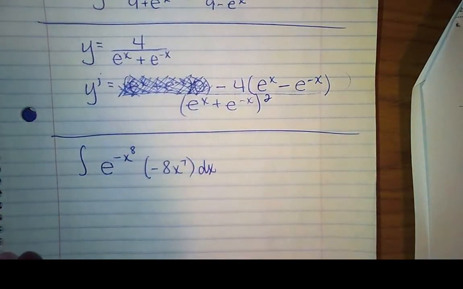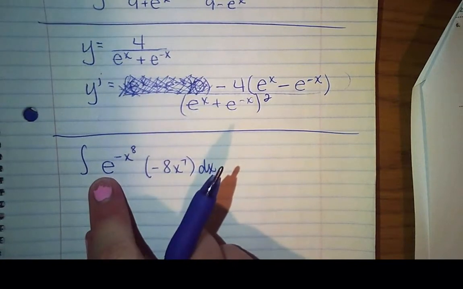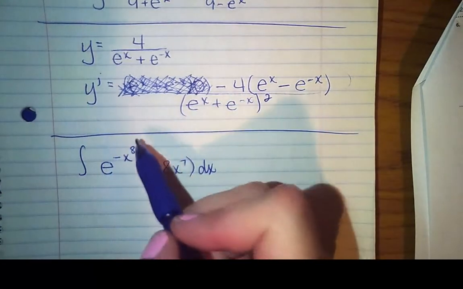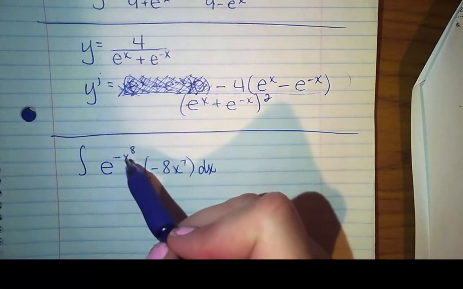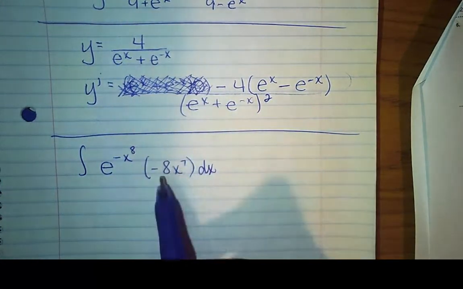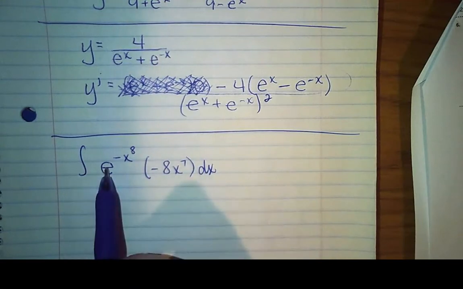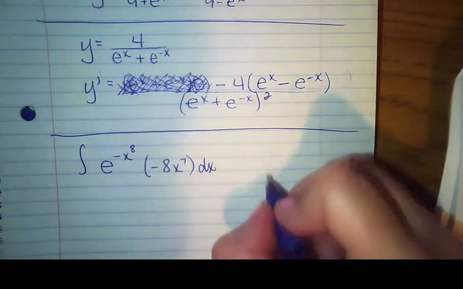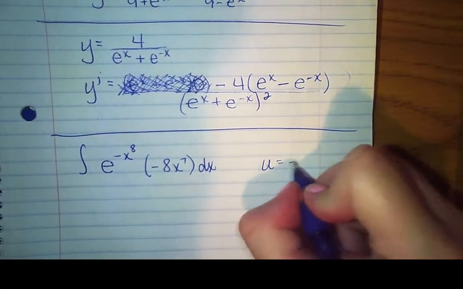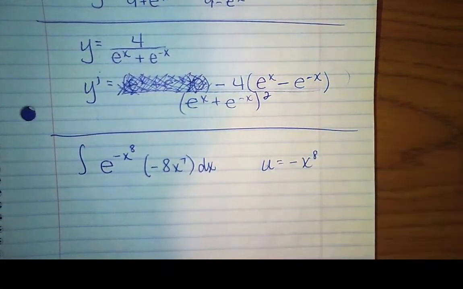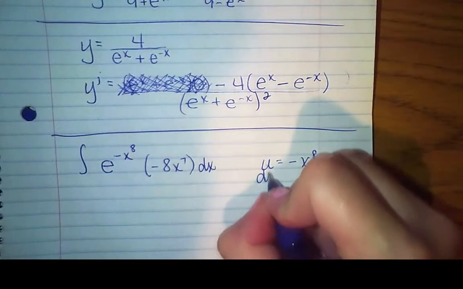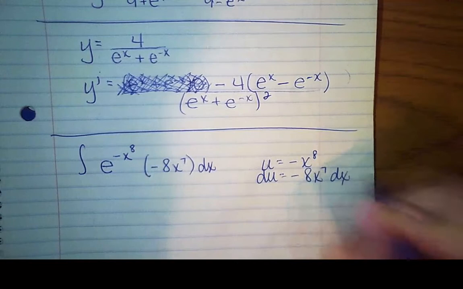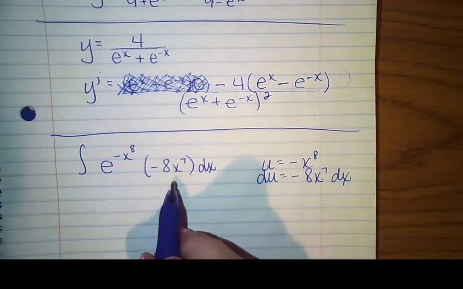Okay, so I want to know what my u is. As soon as I see e, I am going to immediately try and make the u for substitution be his exponent. Okay, so I'm going to ignore this for a second. I see an e. I'm going to gravitate towards this and make that my u. So in this case, my u is the negative x to the 8th. Well, what's his derivative? His derivative is a negative 8x to the 7th dx, which is exactly what I have.